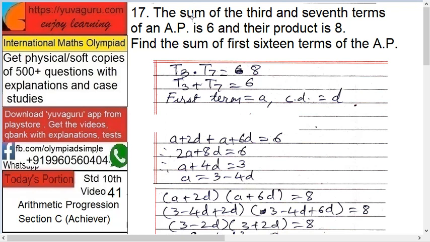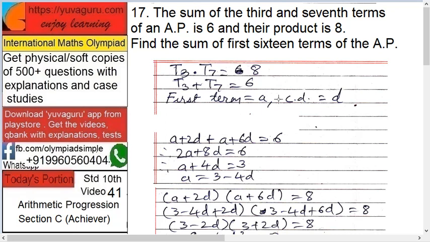No, it's not Sn. Sum of the terms means basically term 3 and term 7 and their addition. It's not S3 and S7, it's T3 and T7 and the addition of that. Similarly, multiplication of those. So T3 into T7 equals 8, the product is 8, and T3 plus T7 equals 6, right? So what do we have to find? The sum of the first 16 terms of that AP, which means we have to find S16, okay?